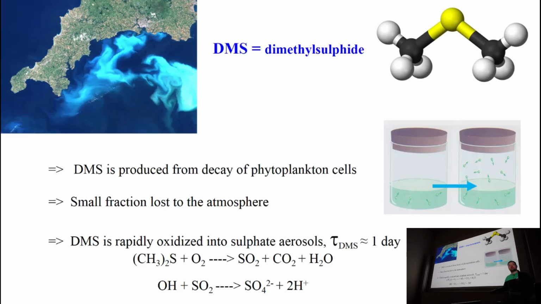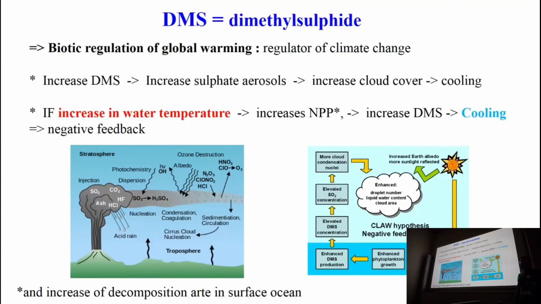And that sulfate is the thing that can act as a cloud condensation nuclei. So there's this idea that there's this biological regulation of climate through this emission of sulfur. So if you get this increase in warming, if it gets warmer for some reason, that means that we'll have more photosynthetic activity, because it's a chemical reaction. It'll happen faster. We'll have more biological activity.